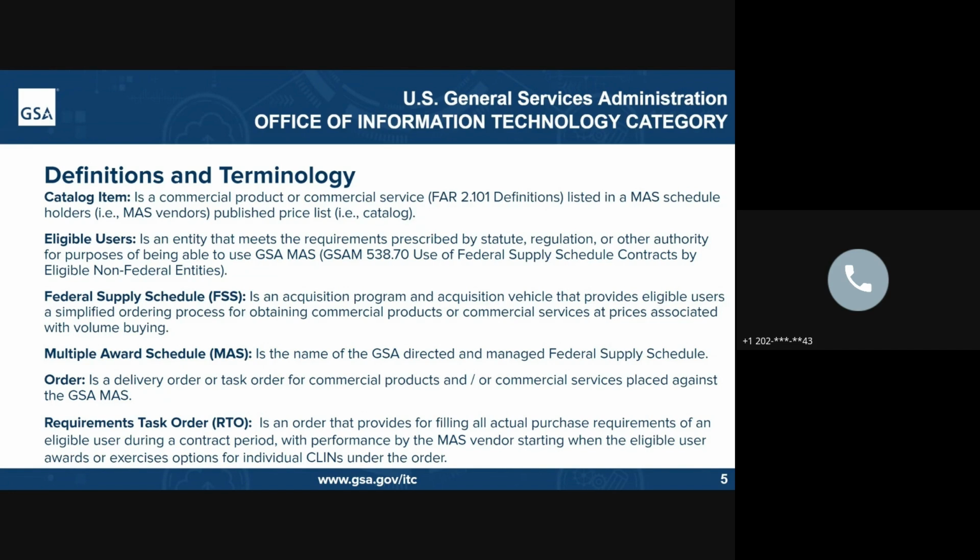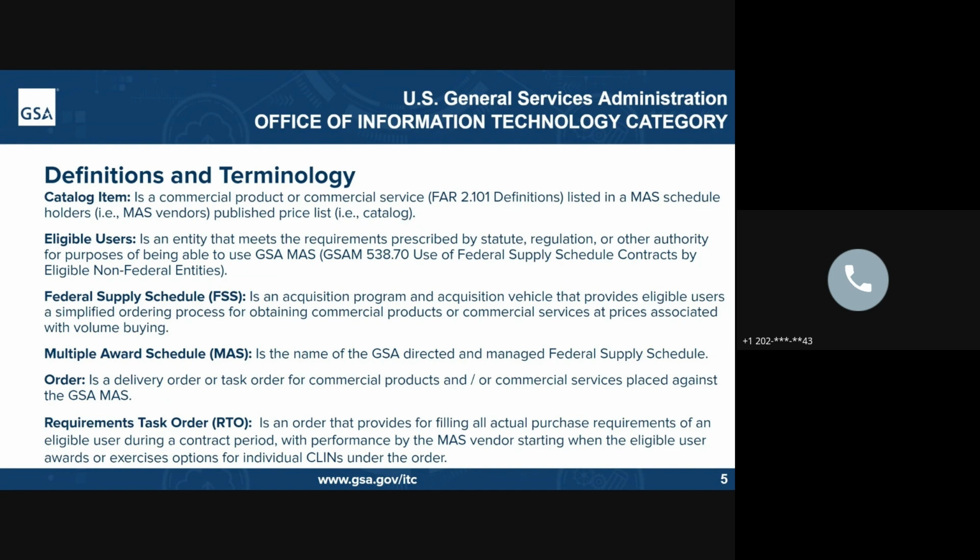MAS vendors are required to maintain a catalog with a price list under their MAS catalog for the commercial products and commercial services that they offer, which for this video will generally refer to cloud services. When we refer to eligible users, these are the users that are authorized to use the Multiple Award Schedule program, and they generally refer to federal, state, local, tribal, and territorial governments, but that is not an exhaustive list.